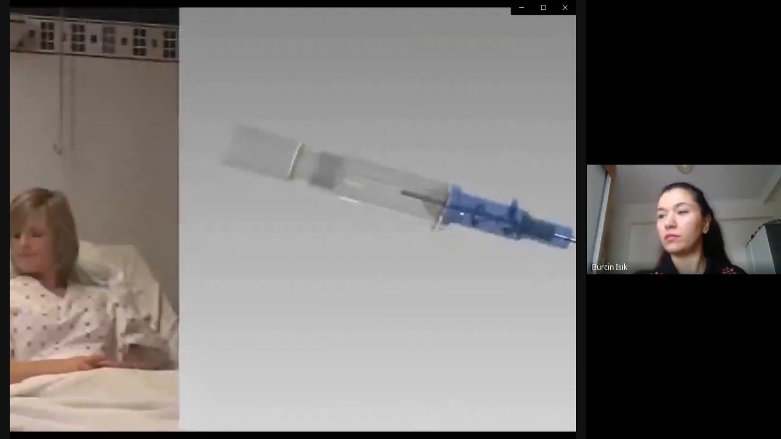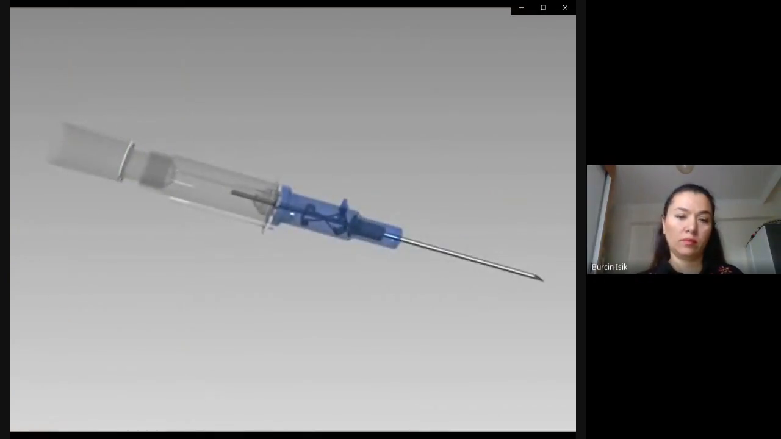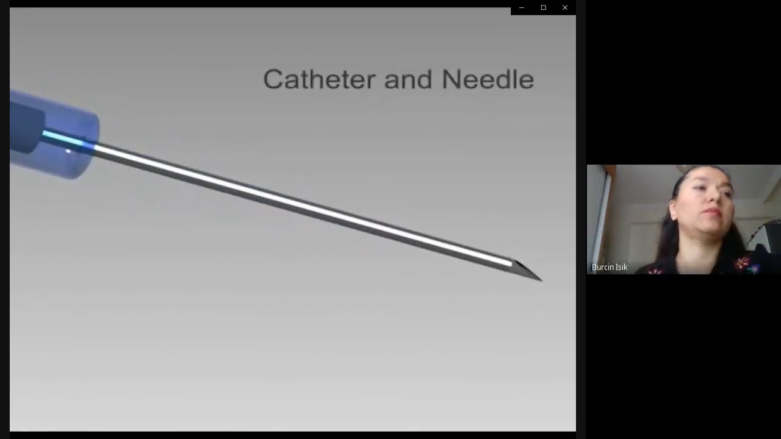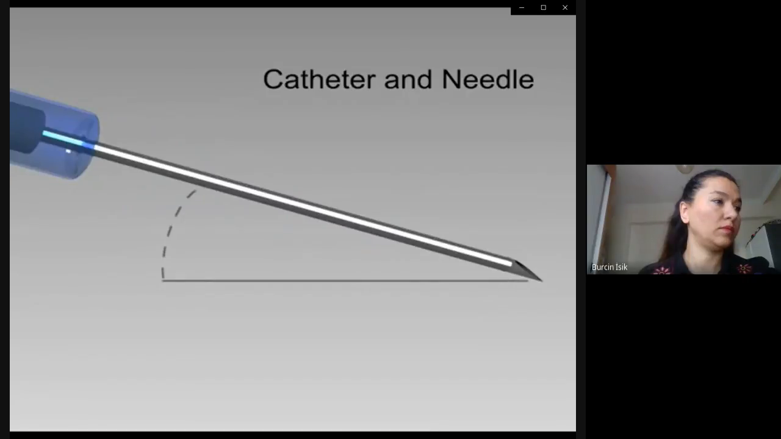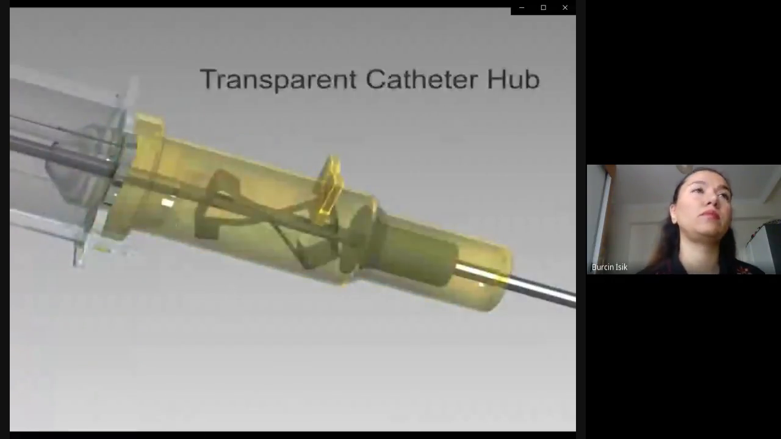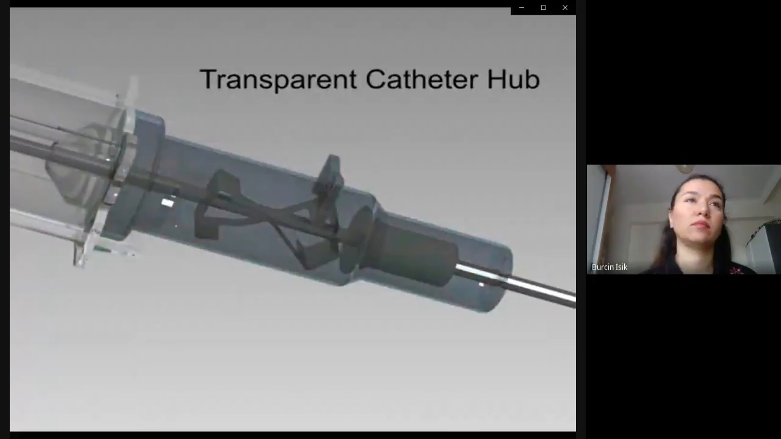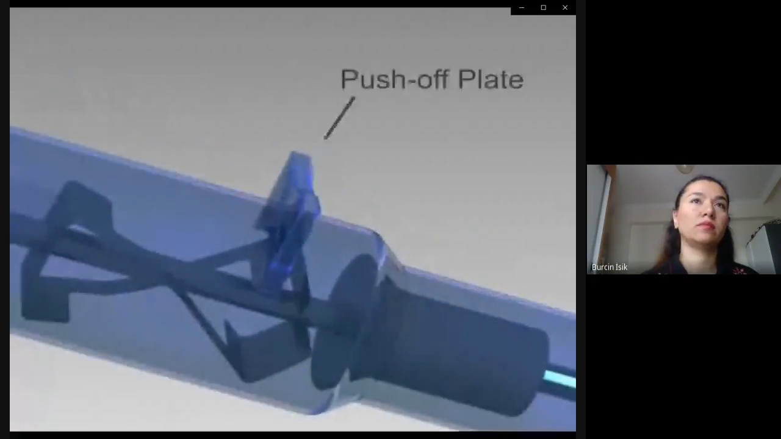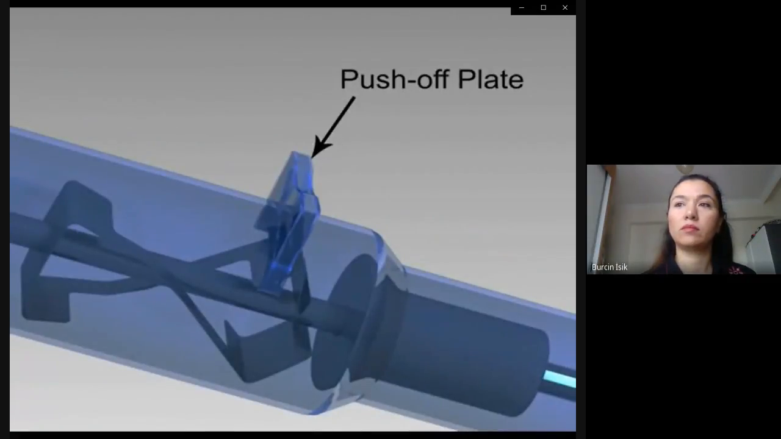Before we watch the procedure, let's take a moment to review some key features of the Introcan Safety IV catheter. Introcan Safety needles are very sharp to allow for a greater flexibility of insertion angle and to promote smooth insertion. Introcan Safety has a transparent catheter hub that is color-coded to indicate the catheter's gauge. The Introcan Safety push-off plate allows for one-handed insertion of the catheter and also serves as a bevel orientation indicator, ensuring proper alignment of the bevel throughout the insertion.